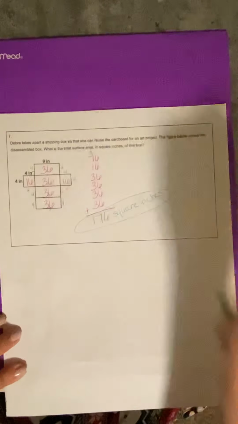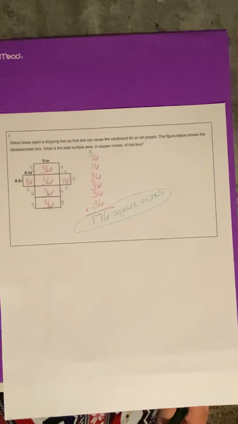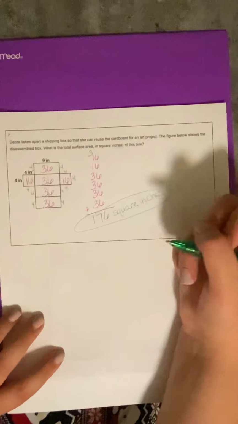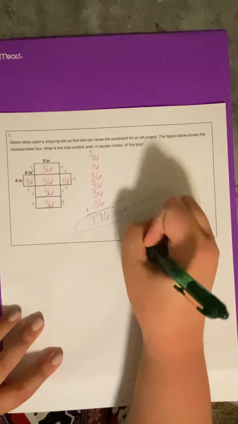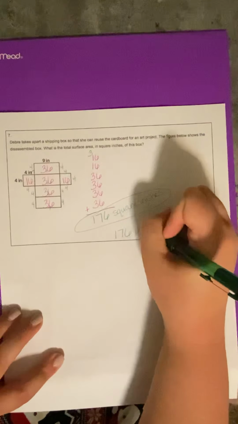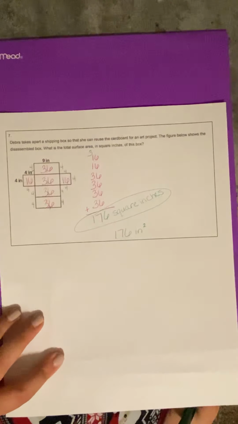That's how you should want to write it in your Google Doc. But if you were to write it on paper, that could also look like this, 176 inches squared. That also means the same thing.